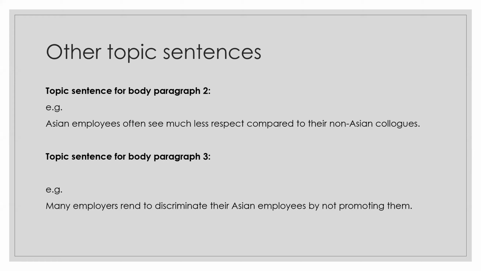Other topic sentences for our example is Asian employees often see much less respect compared to their non-Asian colleagues. Another topic sentence is many employers, sorry, there is a typo here. Many employers tend to discriminate their Asian employees by not promoting them. So as you see, the first paragraph was about paying less. The second paragraph is going to be about respect, and the third paragraph is going to be about promotion. So your topic sentences are related to your thesis.